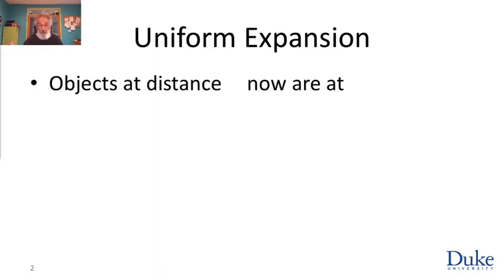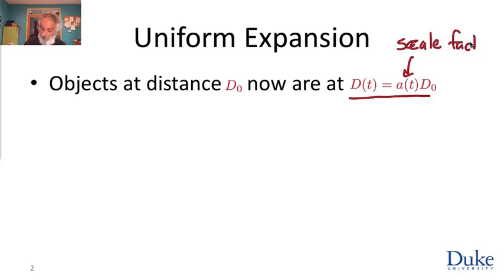What I mean by uniform expansion is that all distances grow by the same factor as a function of time. That means that whatever is at a distance d0 now, we'll denote by d0 the distance now, we'll call the present t equals 0. Then I claim that at time t, an object which is now at distance d0 will be at a distance d of t, which is a common number, a of t, called the scale factor, which is common to the entire universe.